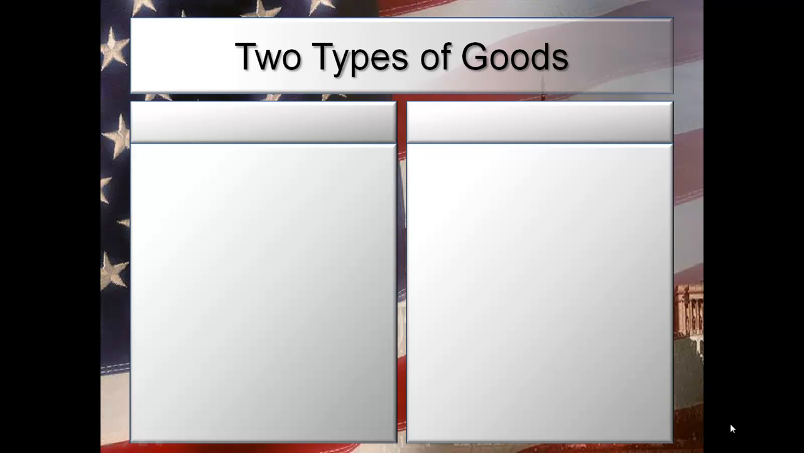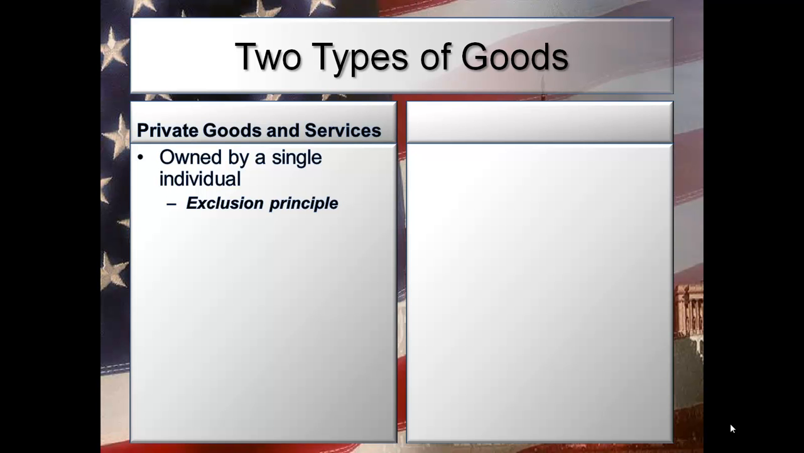Well, there are two types of goods we've talked about before, but now we're going to categorize them in another way. We have first private goods and services, and these are things that are owned by a single individual. In other words, I can own something. It's a private good. This relies on the exclusion principle. In other words, can I make people pay to consume the good or service?